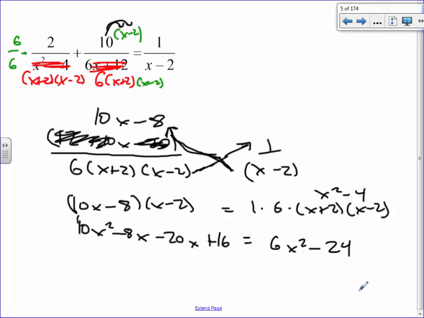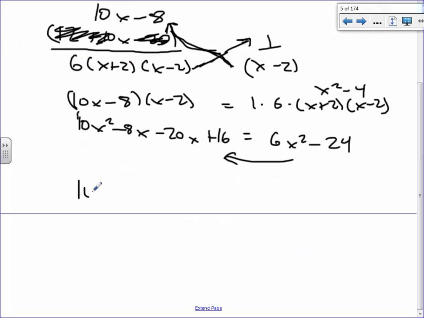Linear or quadratic? Will the x squareds cancel or not? They won't, so we have to use a quadratic solving method. So let's throw everything on one side. Let's make it 10x squared. Oh, hang on, no, I gotta subtract the 6x squared. So if I take 10x squared and I subtract the 6x squared, there should be 4x squareds left over. These guys right here are going to give you minus 28x. And then when I add 24 back to this side, that'll give me plus 40.